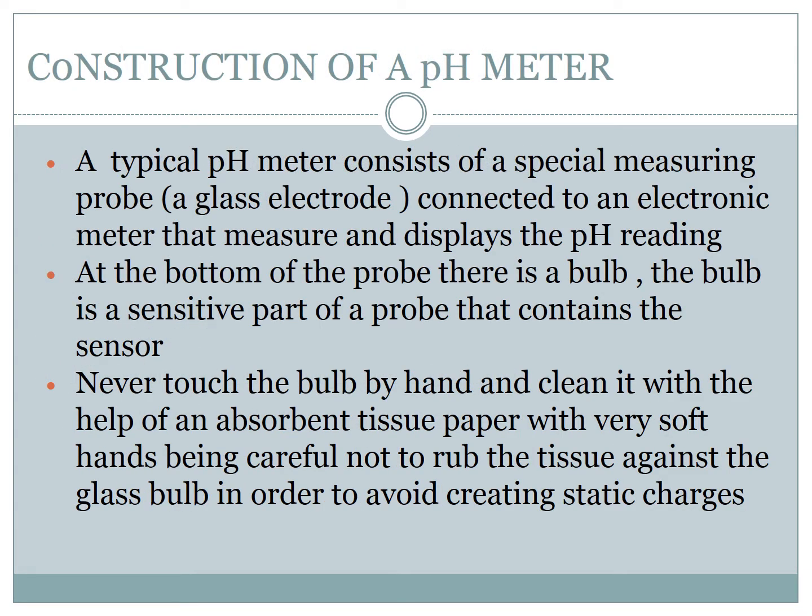Construction of the pH meter. A typical pH meter consists of a special measuring probe, that is a glass electrode, which is connected to an electronic meter that measures and displays the pH reading. At the bottom of the probe, there is a bulb. If you want, I will show you the pH meter also, even the one we have in our laboratory. Please mention in the comment box if you really want to see the pH meter. I would like to share the video also.